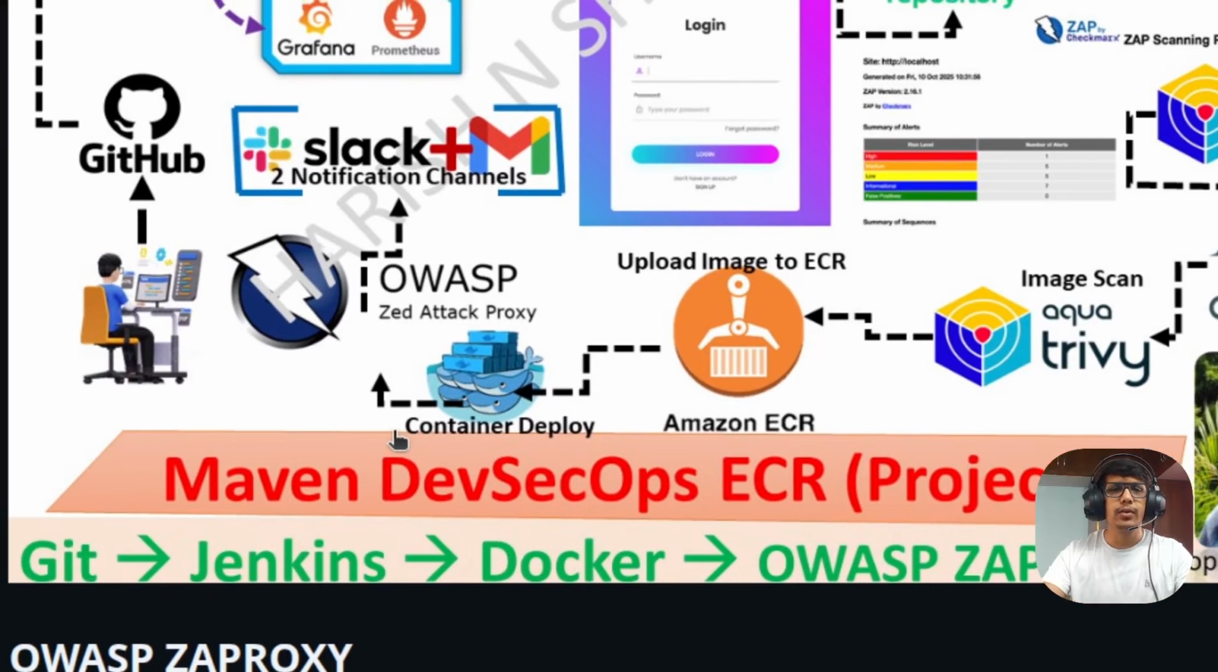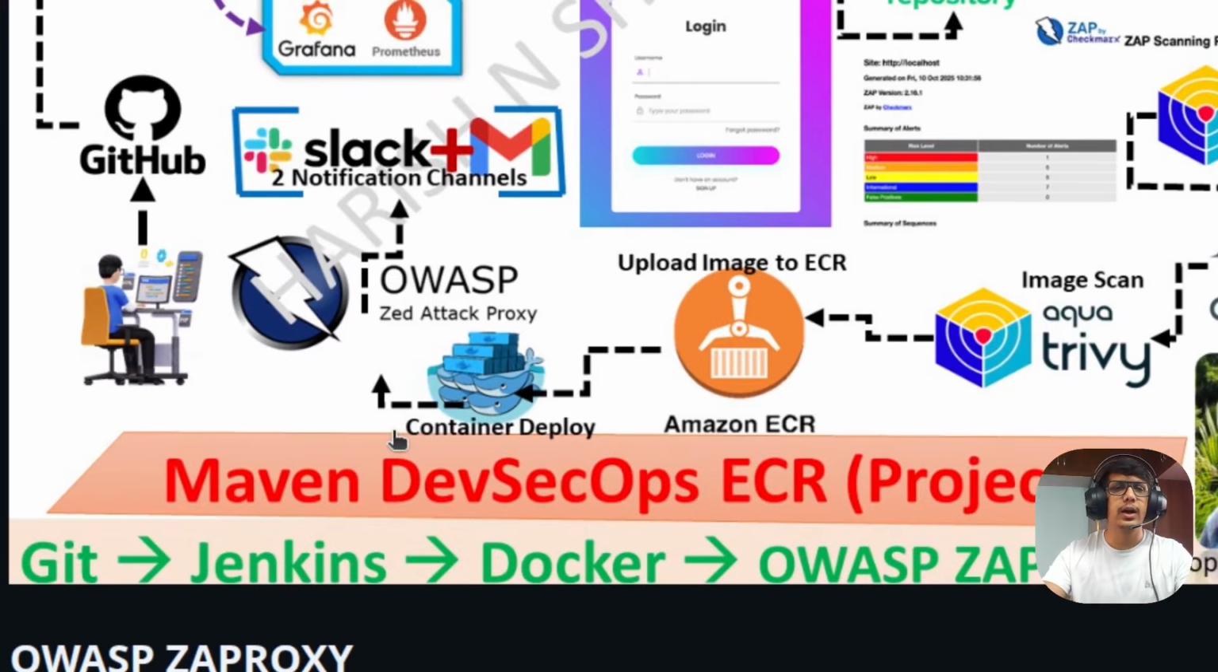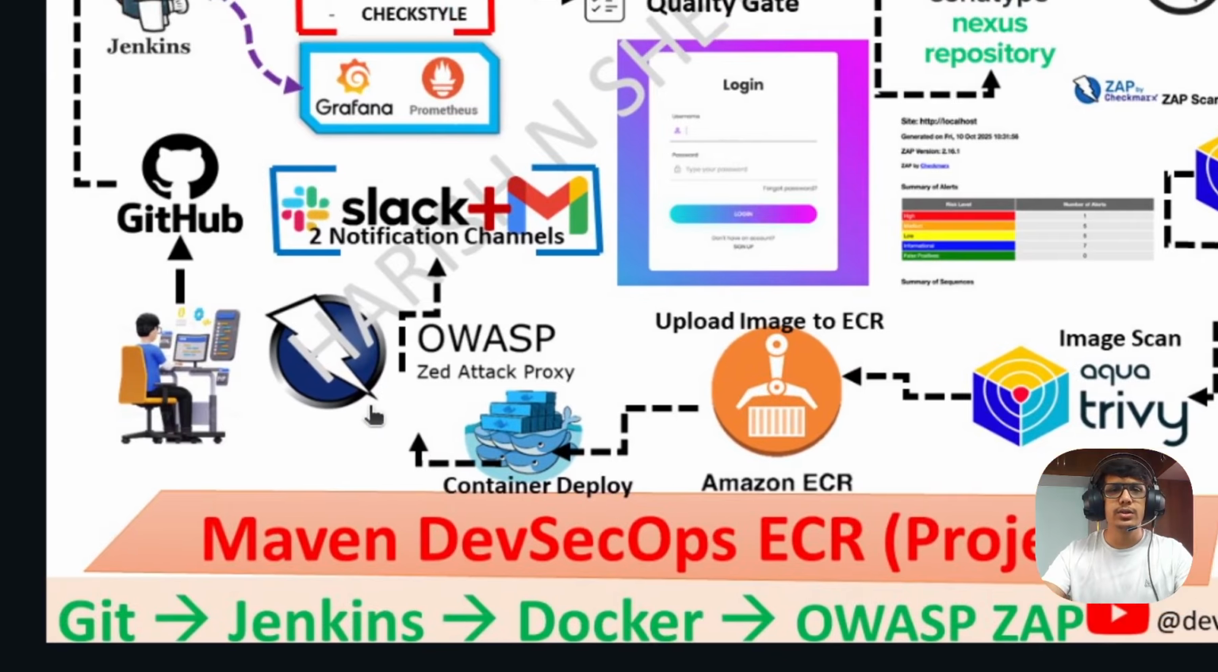Once the upload is done, we are running the container inside the Jenkins machine. We are not using any ECS or Kubernetes here. For testing purposes, we are running the container inside the Jenkins machine, and we are using OWASP ZAP. This tool is going to scan your application dynamically when the container is hosted, and at that time OWASP ZAP is going to scan. So these are all the things we are going to do.